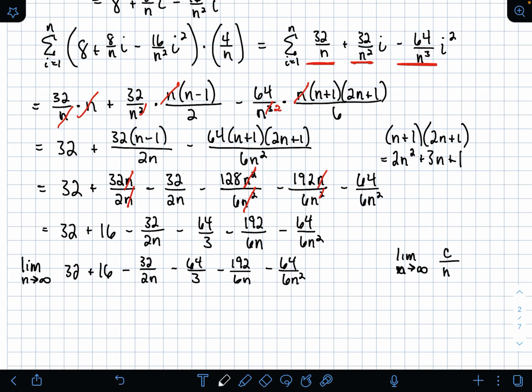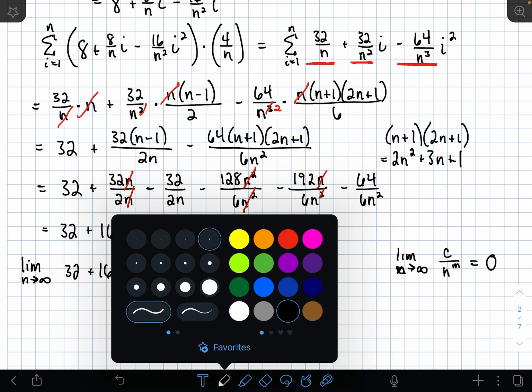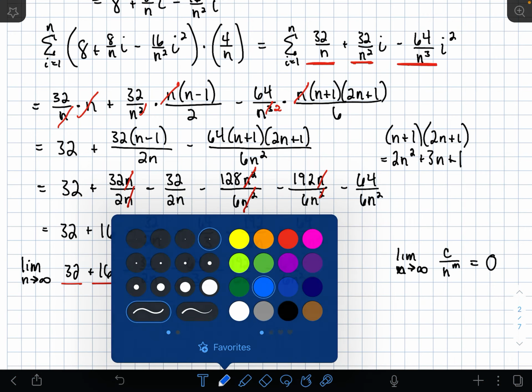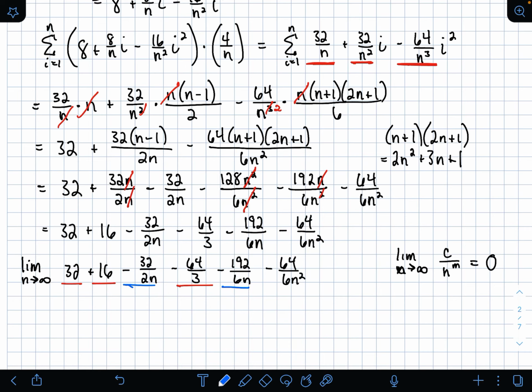We'll let m be any positive power. This limit is equal to 0. So that's exactly what we have going on here in many of these terms. We have these three terms which are constants, and then we have these three terms which are all constants over a power of n. Each of those will approach 0.